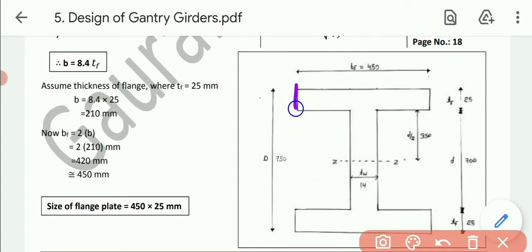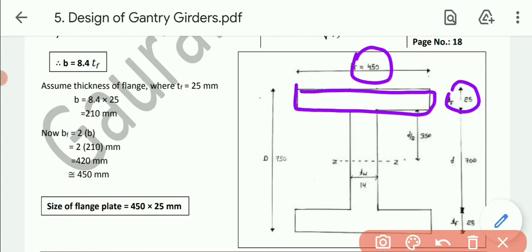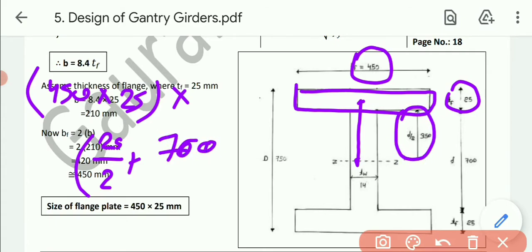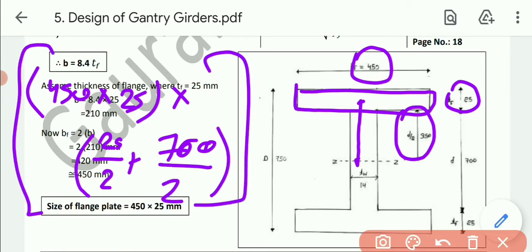So first of all, let's talk about the flange area, 450 into 25, and its CG with respect to center. So area 450 multiplied by 25, this one is our area, and talking about CG, the flange CG is 25 by 2 plus web CG, that is this one, 330, so 700 by 2. This one is the flange criteria, whole multiplied by 2. This one is only up to the flange.